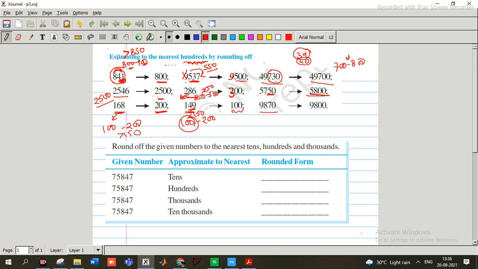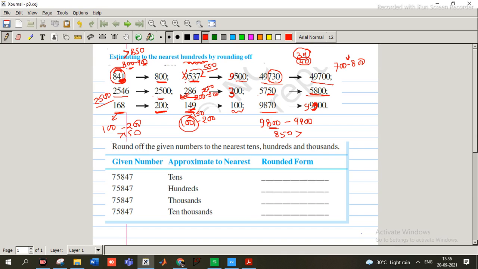It is 9870. This number will be in between 9800 to 9900, right? So as this number is greater than 850, right? So it will be 9900. They have made mistakes here in the examples, right? They should not make these kinds of mistakes. Okay, you can correct it, no problem.